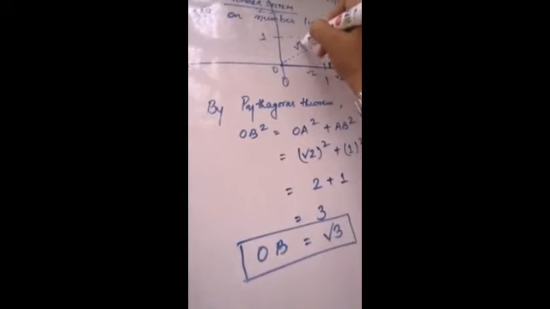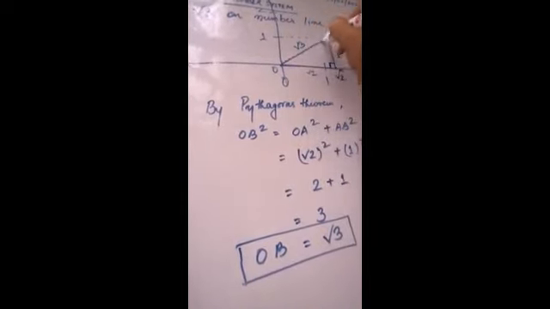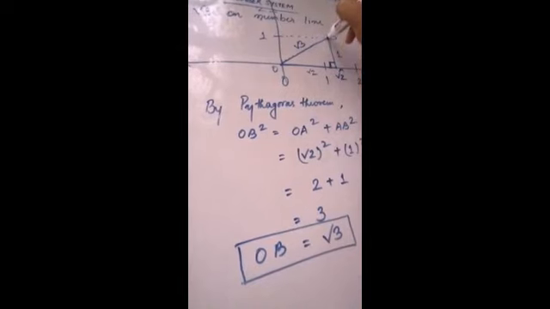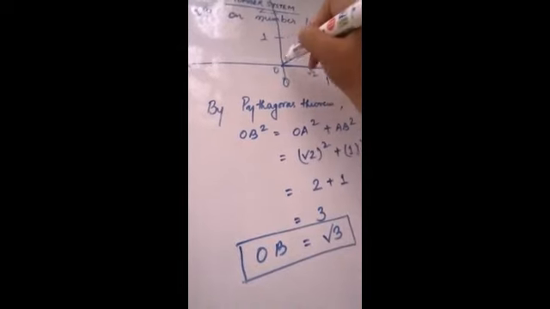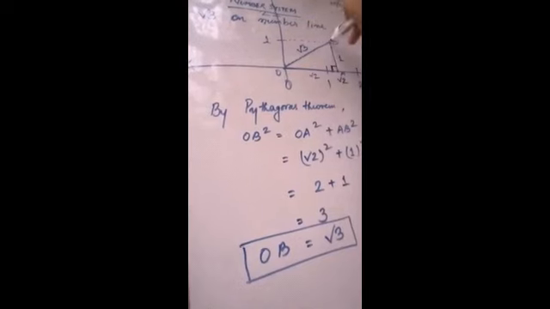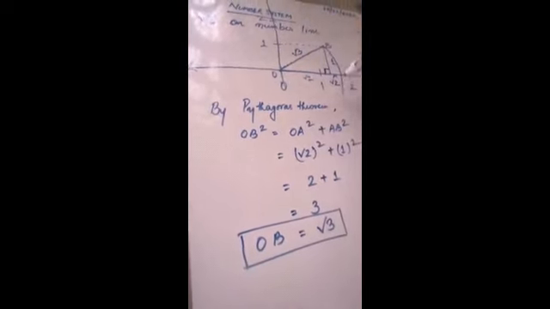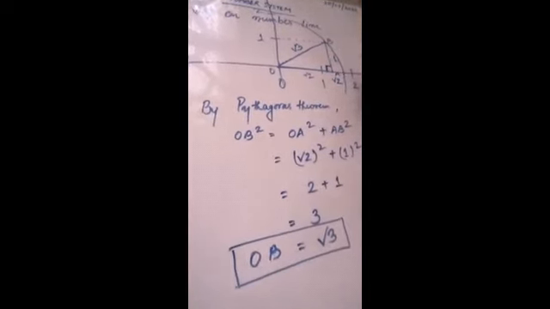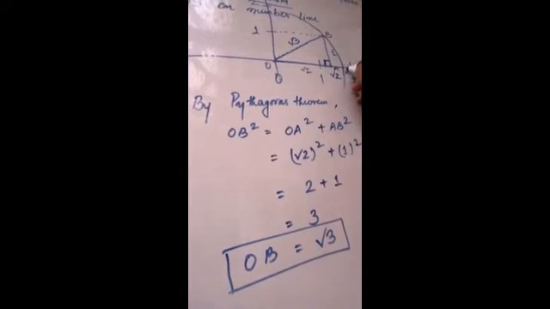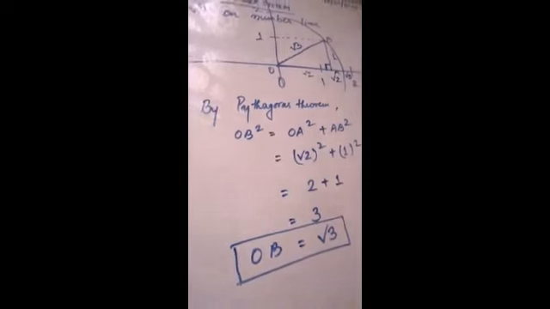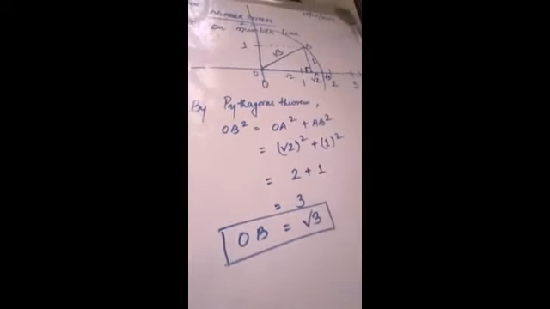If OB is root 3, then by the previous method, taking O as the center and OB as the radius, we draw an arc, and hence the point that we get is root 3 on the number line.